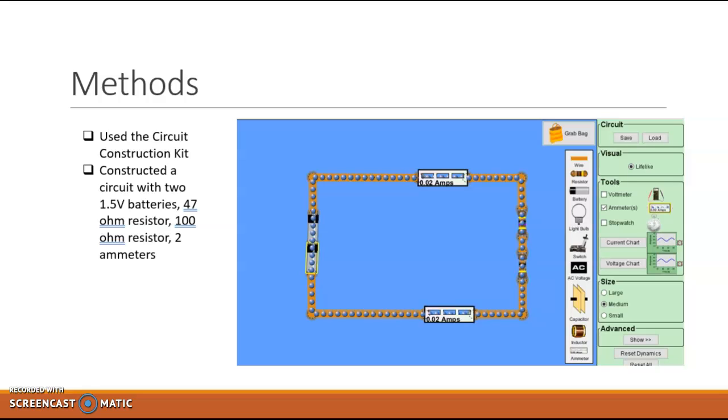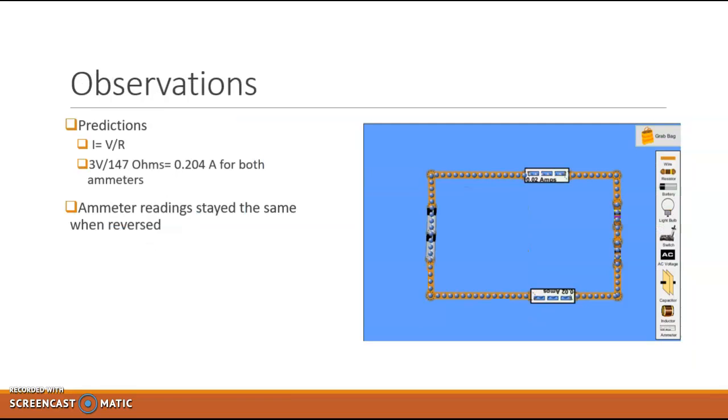So after I downloaded the circuit construction kit, I constructed a circuit with two 1.5 volt batteries in series to give a total of 3 volts, connected to 2 resistors, one at 47 ohms and one at 100 ohms. Following Ohm's law and the node rule, I expected the circuit to follow the equation current equals voltage over resistance, giving me a predicted value of 0.204 amps for both ammeters.